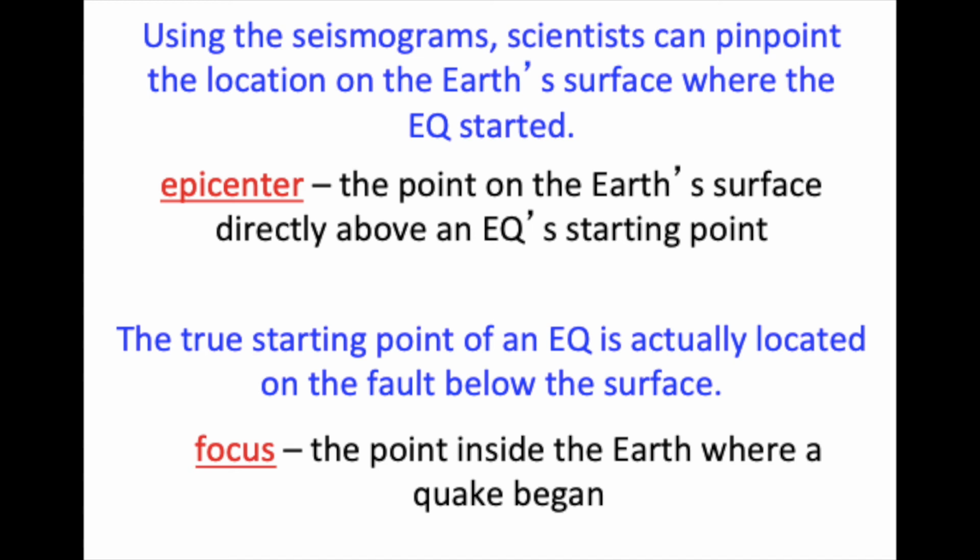Seismologists can use the information that they receive off of the seismogram to find both the epicenter, that's the point of the Earth's surface directly above the earthquake starting point, and also the focus point, which is the point inside the Earth where the quake actually began.